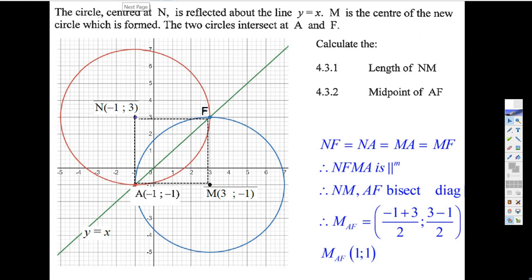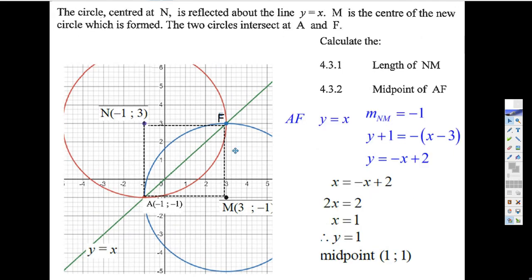But here's another way to do it. What you can do is find the gradient of NM: go 3 minus minus 1 over minus 1 minus 3, and you get 4 over 4, but negative. You get a gradient of minus 1. And then take minus 1 and 3 and put it into the point slope formula. So x minus 3, y minus minus 1. Actually, I use this point. And it's minus x plus 3, you take away 2. There's the equation of the line.